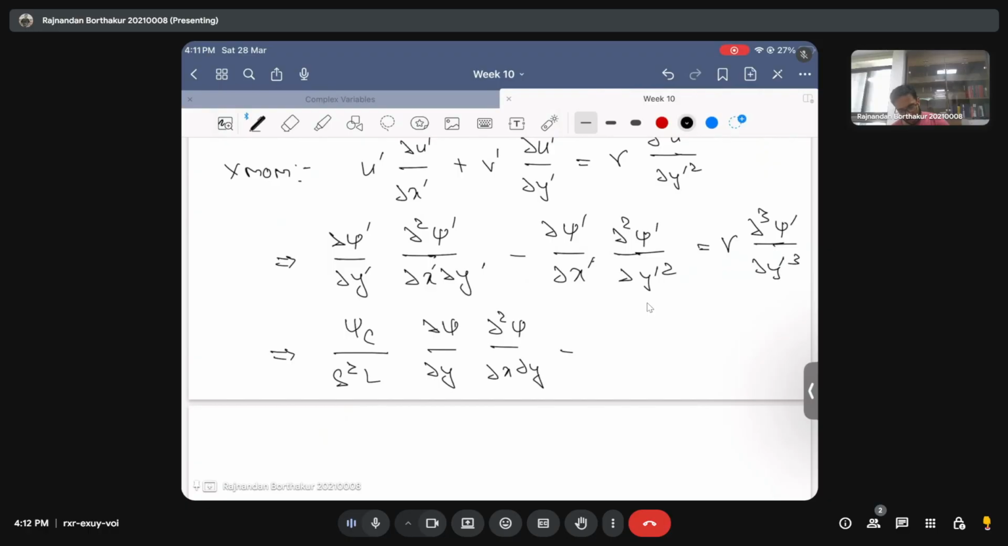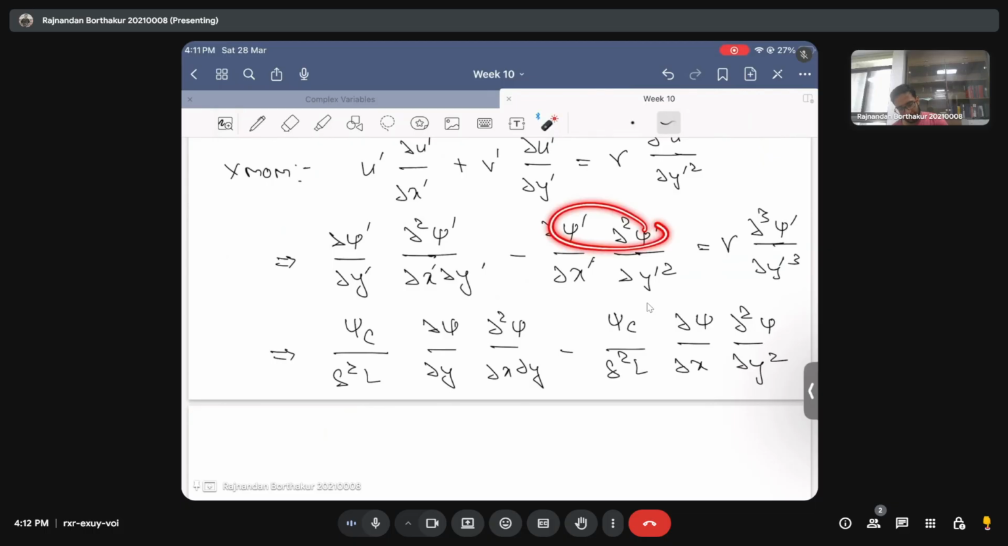From here, I will get psi c by delta squared L as well. And then this term is going to be equal to del psi by del x times del square psi by del y square. Why? Because from here I am going to get psi c squared. Here also I'll get psi c squared because there are two psi primes here. From here I will get a L, and from here I'll get a delta square. So that's exactly what we had been getting.